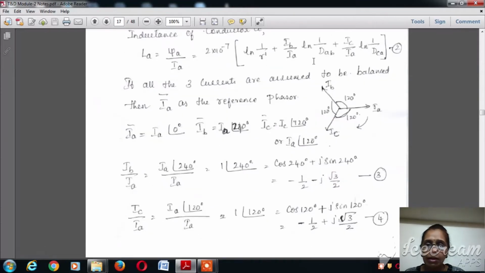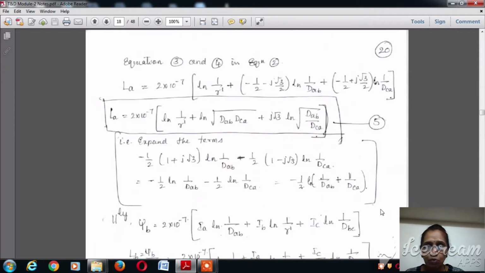Now similarly, IC divided by IA is nothing but IA at an angle 120 degrees divided by IA, it is nothing but minus half plus j into root 3 divided by 2. Consider this as equation 4.